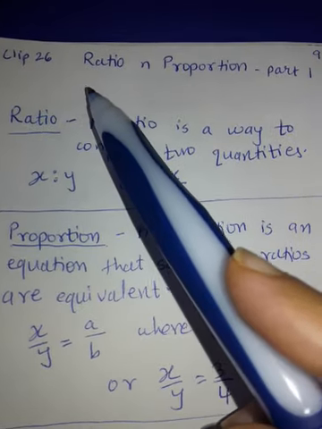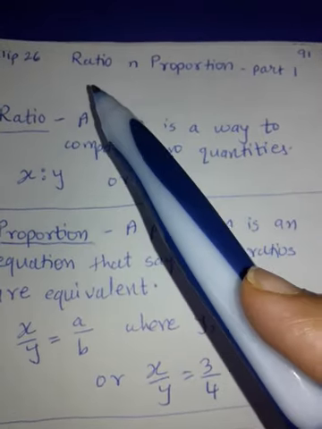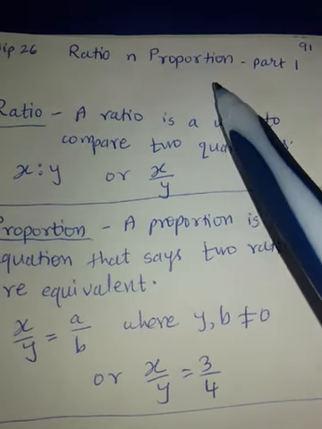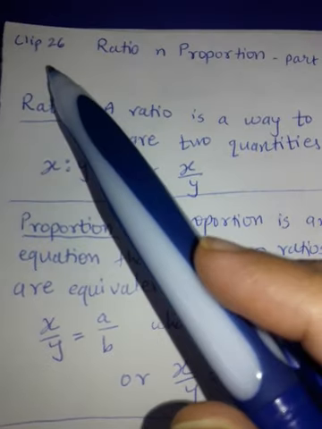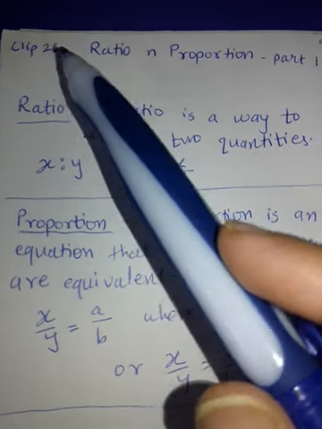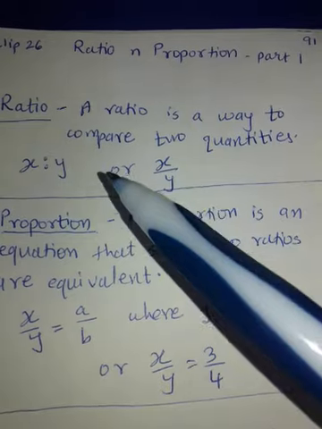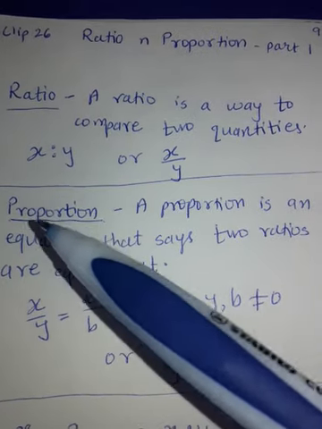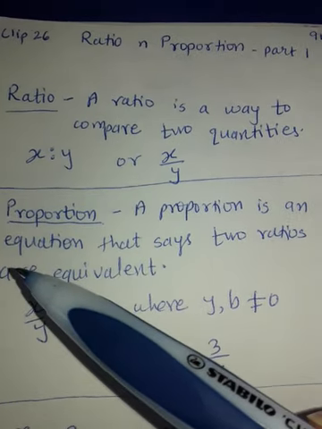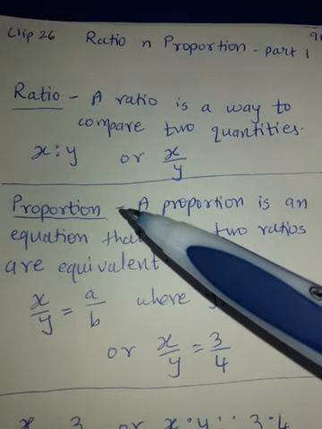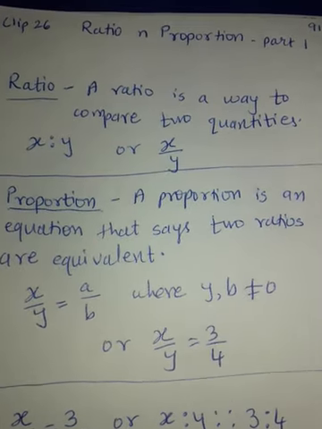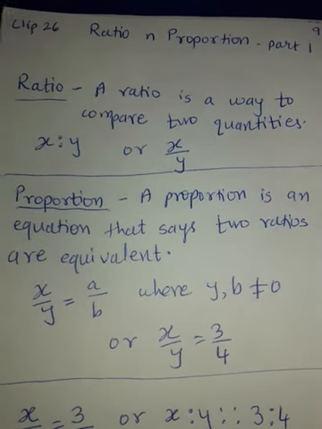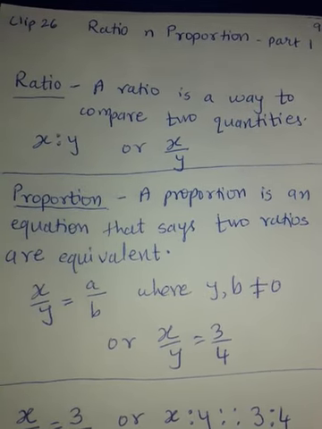Today we are going to start with the new topic, that is ratio and proportion. Today it's going to be part 1. This is clip 26. In the last 3 clips we learned some speed math tricks about cube roots and square roots, and before that we also covered some tricks in various chapters such as factorization, divisibility, percentage, etc.